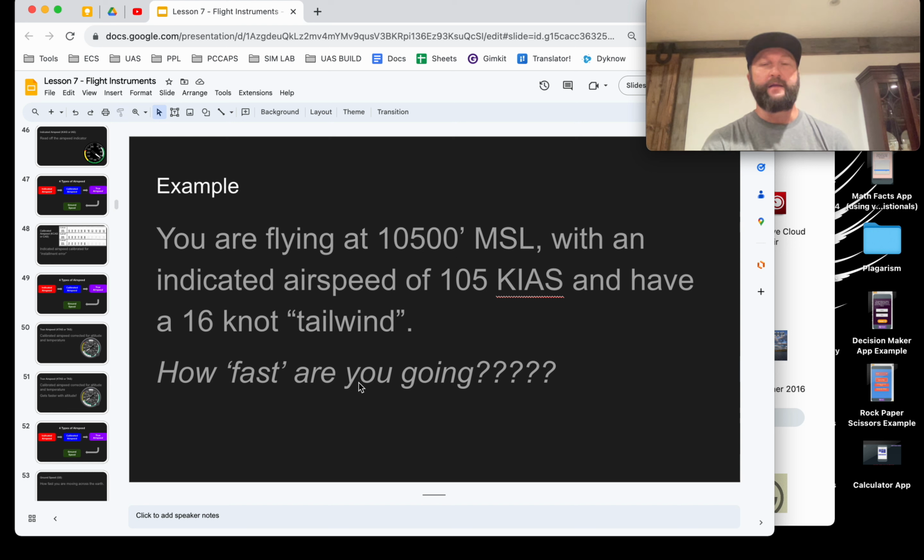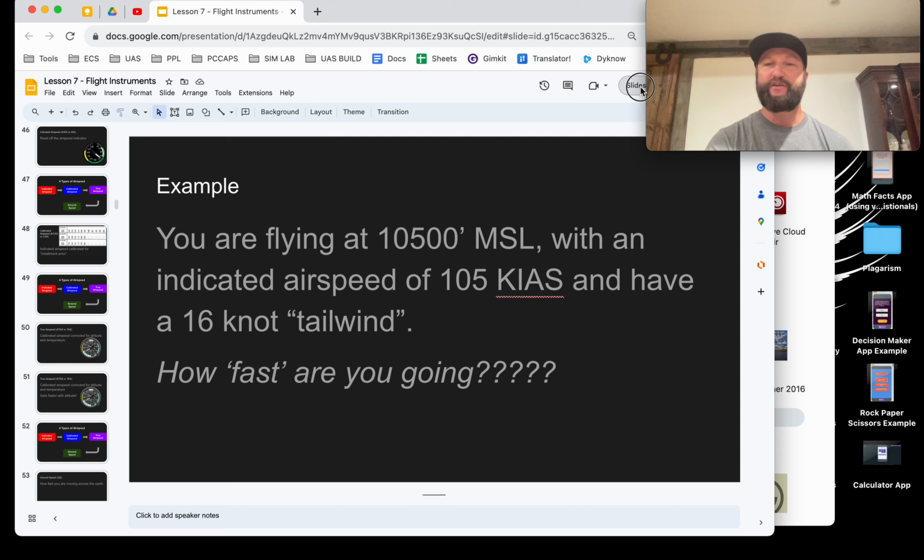I don't know. And then they're like, but what they really want to know is how fast can you get from one place to another? Well, do I have a 20-knot tailwind? Do I have a 15-knot headwind? What does that mean? Plus, what altitude am I flying at? If I'm flying at, like I said, 10,000 feet, I'm actually going more like 125, 130 true airspeed, which means my ground speed's a lot faster as well.